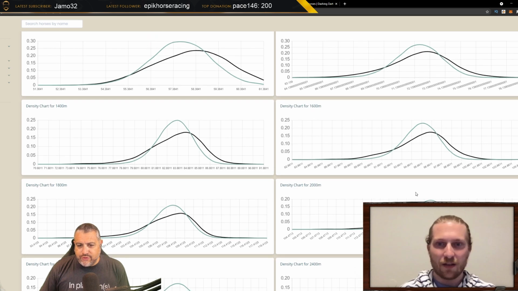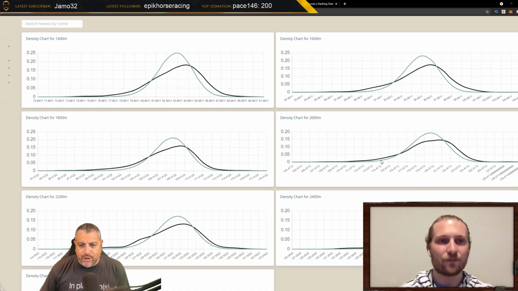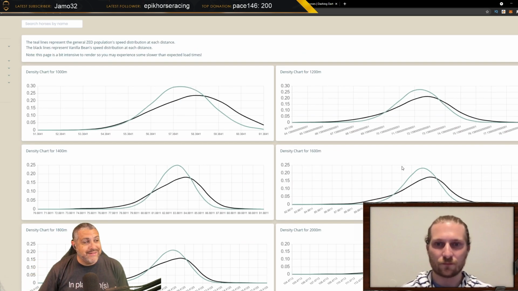Yep. So this is what a superstar horse looks like on a viz, right? Now, the other thing that you could take from this, a lot of people are very interested in classing down their horses. If they feel like, well, my horse is in class 2 or class 3, hell.